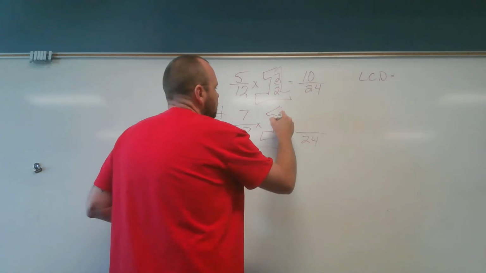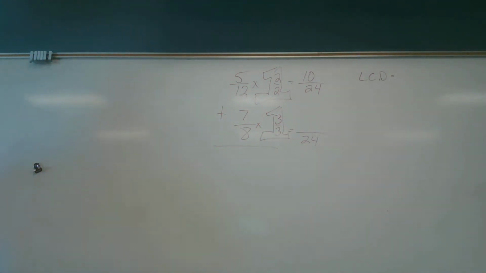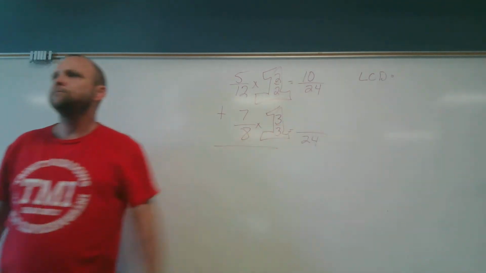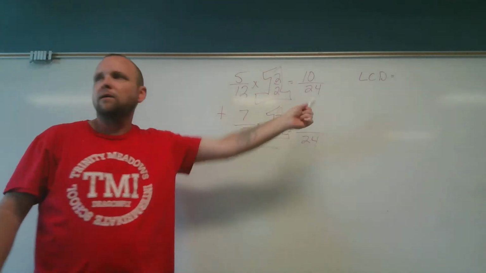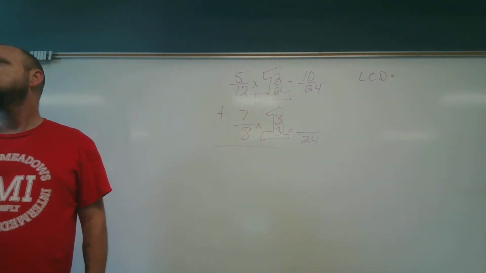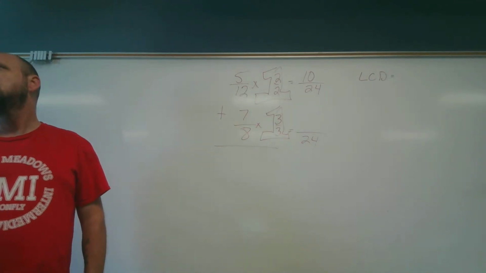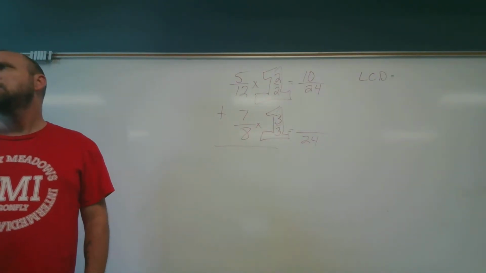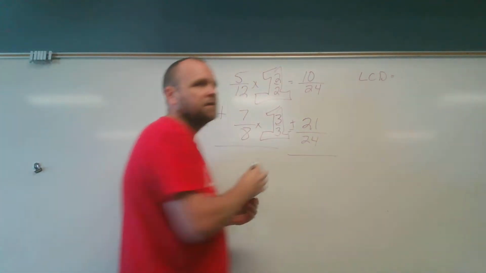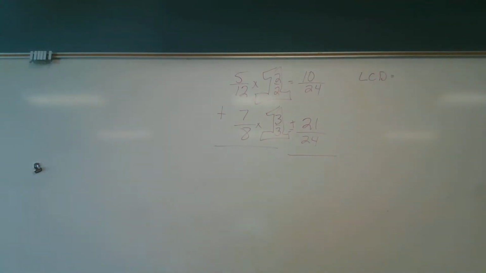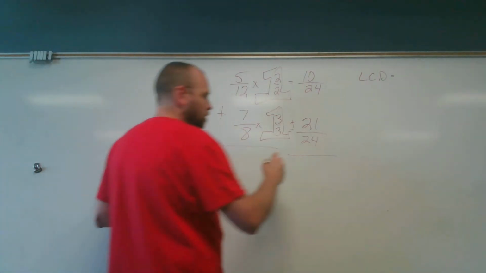3. Good. So I have a numerator 3, denominator 3. That fraction equals 1 because it's got the same numerator as denominator. Okay, so Brady, what is my numerator? 7 times 3? 21. Awesome. Anyone? This is an addition problem. Alyssa, 10/24 plus 21/24 equals 31/24.